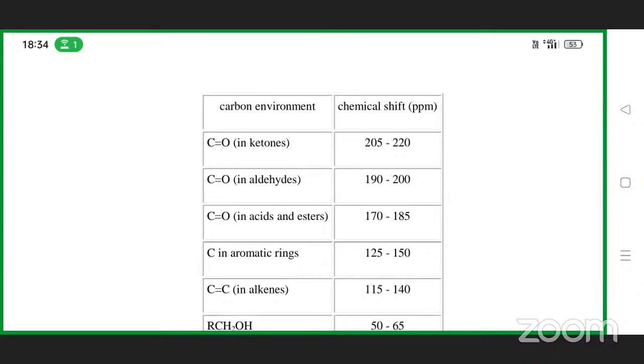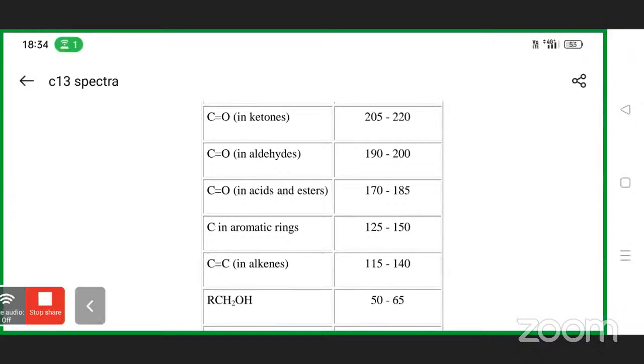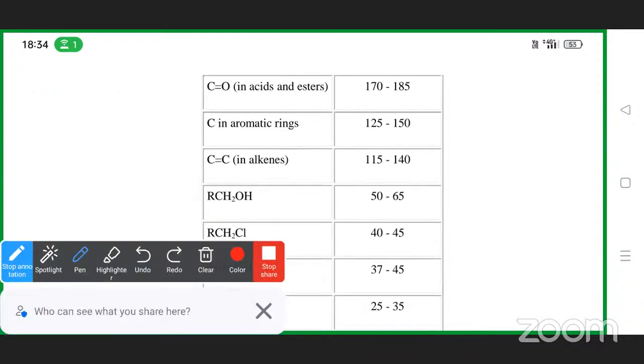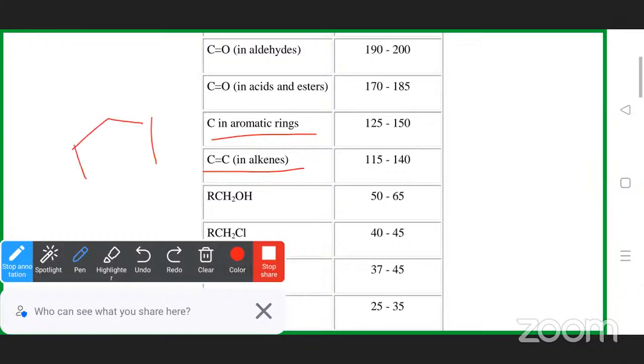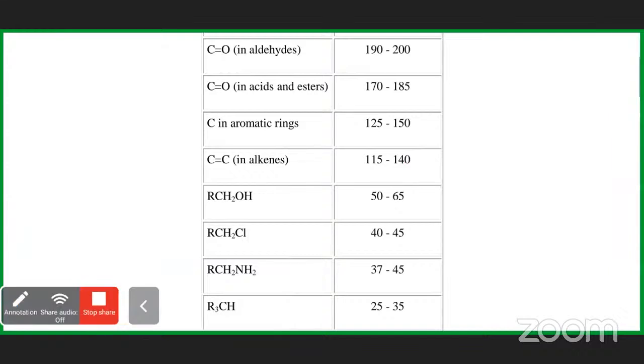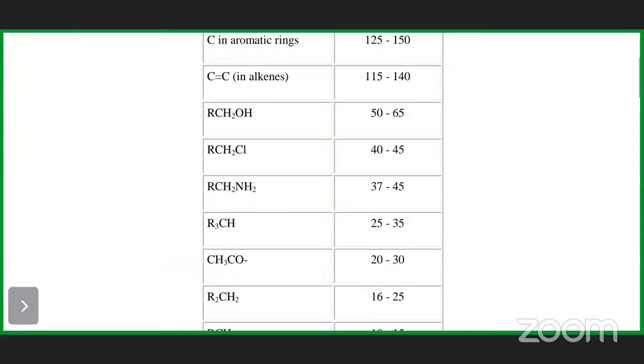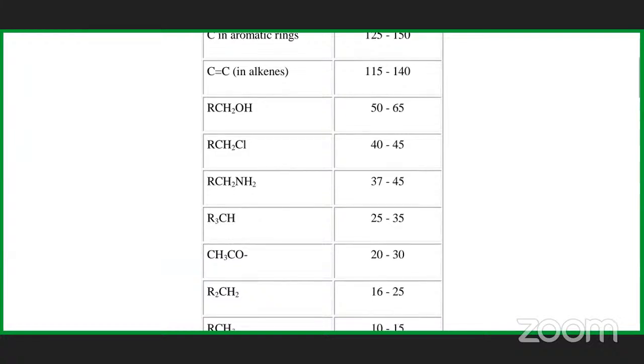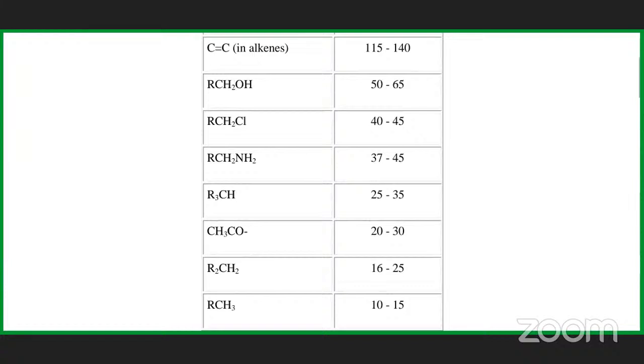Here the aromatics, with double bonds, appear in the range of 125 to 150, and the normal alkene double bond appears in the range of 150 to 140. Primary alcohol appears in the range of 50 to 65. Alkyl halides, like chlorine, appear in the range of 40 to 45. The amines absorb at very small delta values, like 37 to 45. And the tertiary carbon appears in the range of 25 to 35.